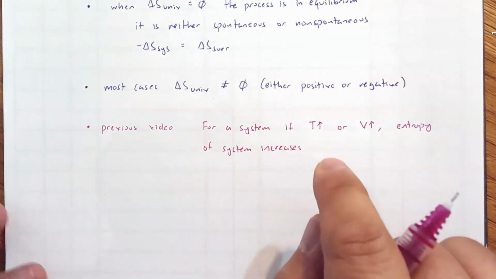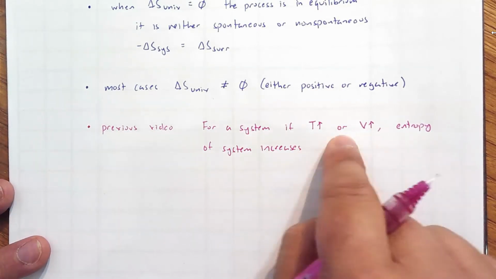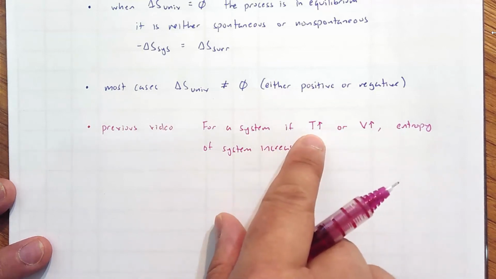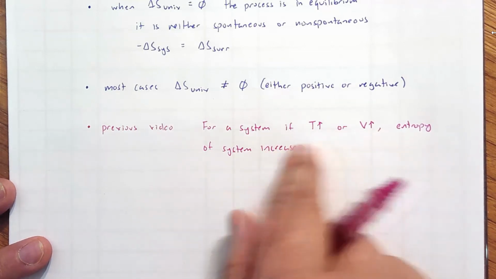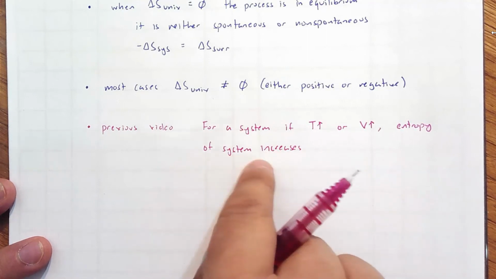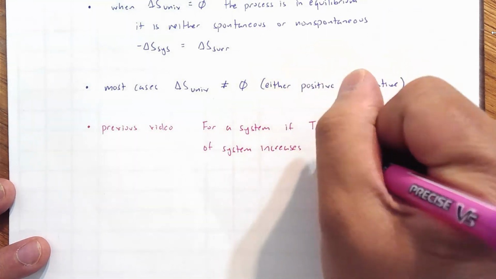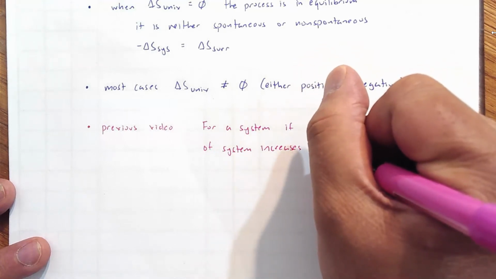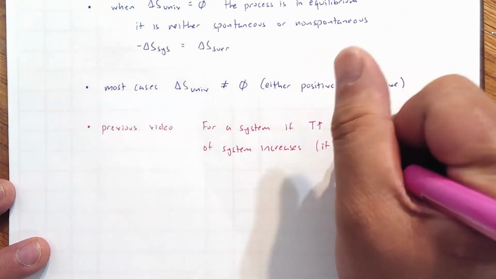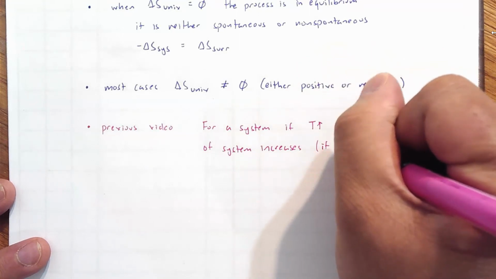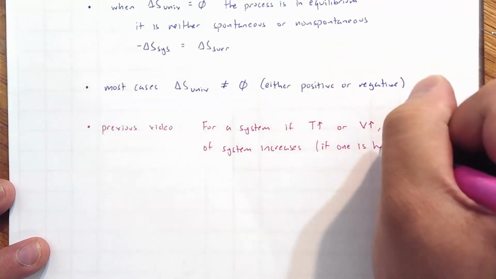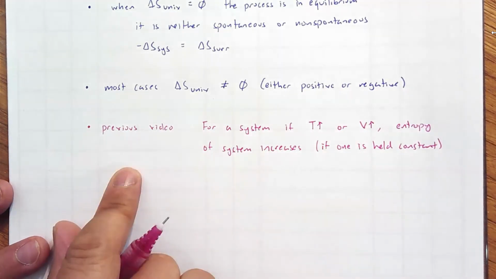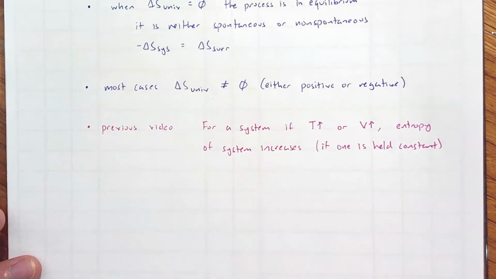This is if one of these is held constant. For a system, if T goes up or V goes up, entropy of the system increases, and the other variable is held constant. Okay, so that is going to help us with the problem.